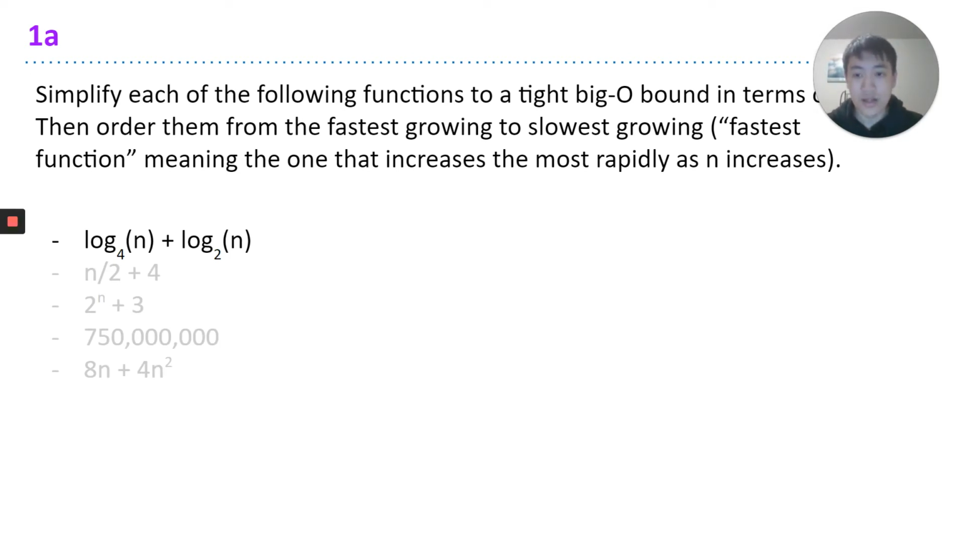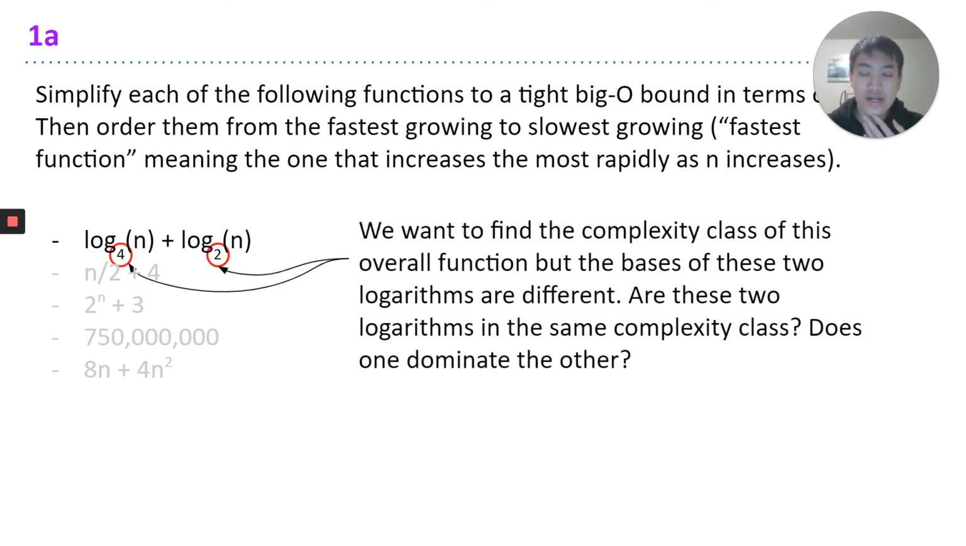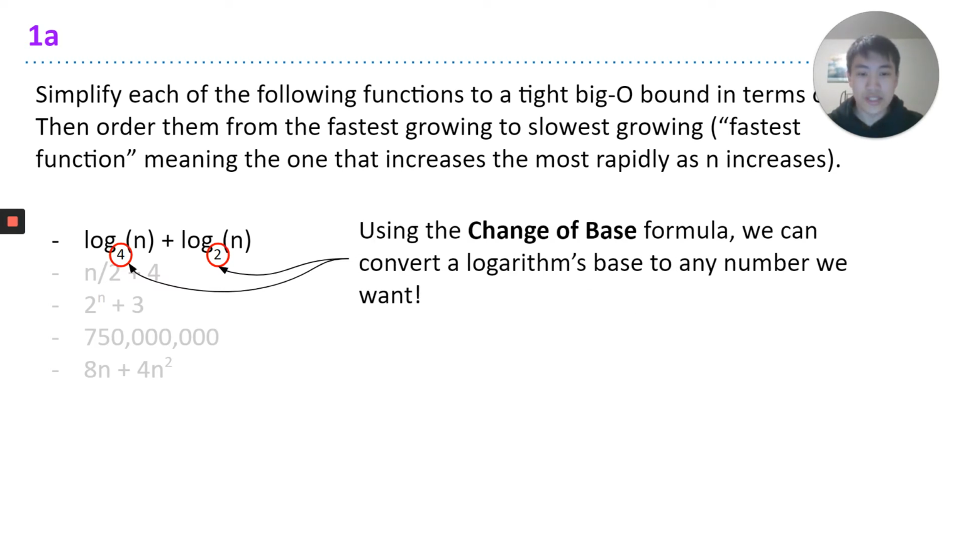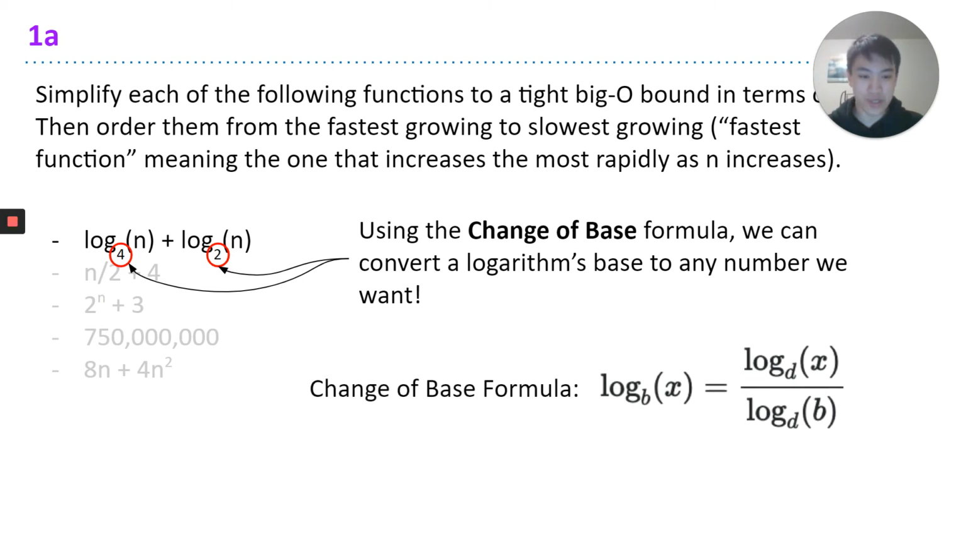of n. Now we want to essentially erase the bit that is being dominated. In this case, we want to know which is dominating which, log base 4 or log base 2? By using just a bit of mathematics, we can use the change of base formula to convert a logarithm's base number to anything we want. Specifically, the change of base formula works like this: log base b of x is equal to log base d of x divided by log base d of b, and d can be any number.